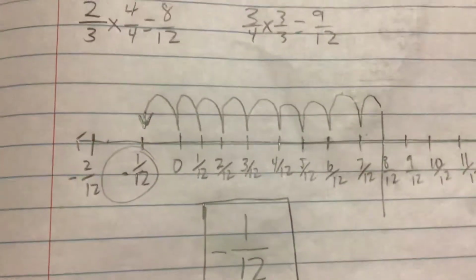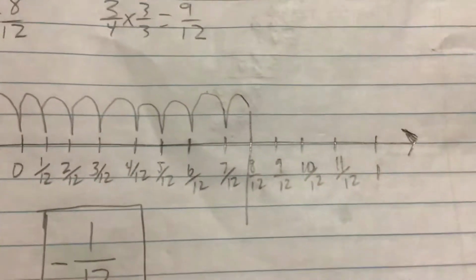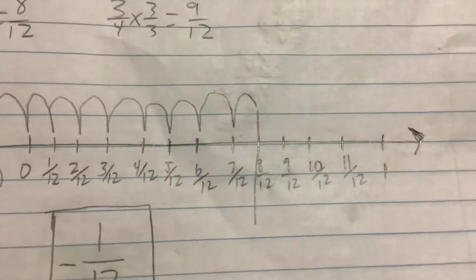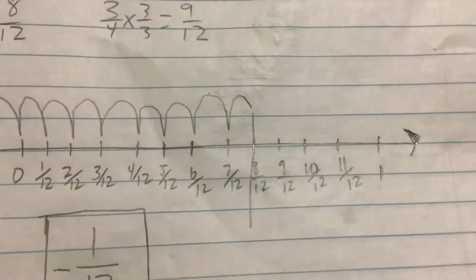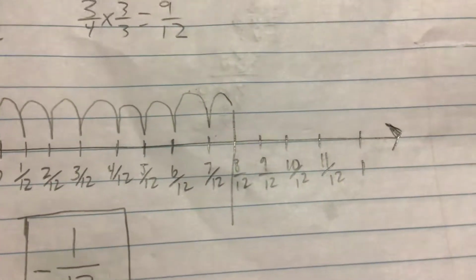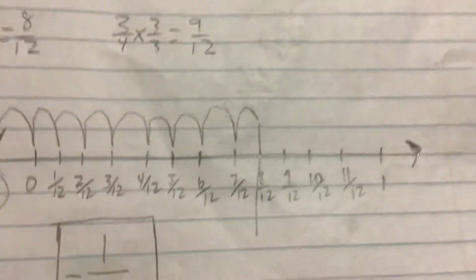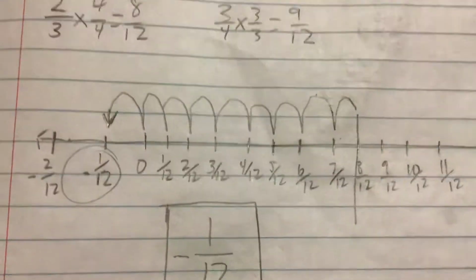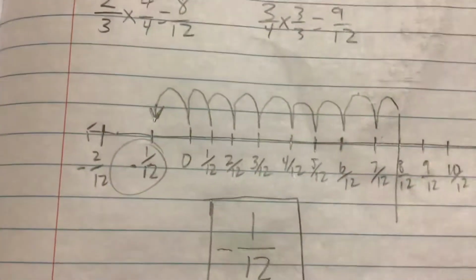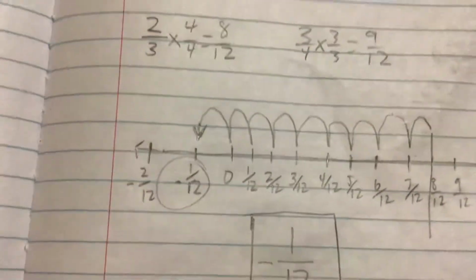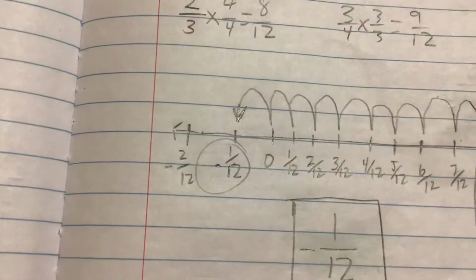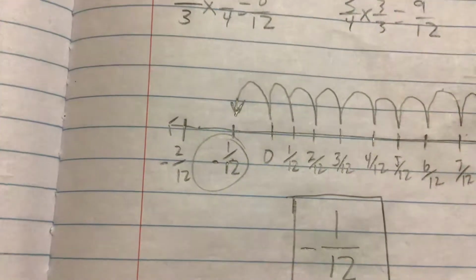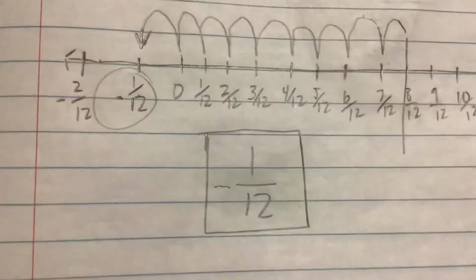So we go to the number line. Since our number is 8/12, we need to subtract by 9/12. So let's do that. Let's subtract. 1, 2, 3, 4, 5, 6, 7, 8, 9. So we subtract by 9/12 and we get negative 1/12.